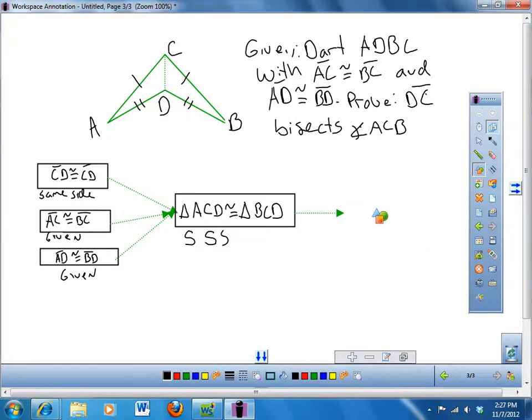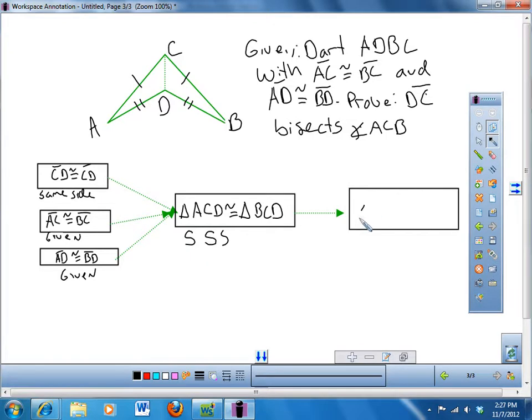Okay? So the next thing that I'm going to say is that, no, it's not the last thing yet. Okay? Next thing is what? Go ahead. Allison. Okay, angle ACD is congruent to angle BCD, and why is that? CPCTC, but we're not quite done, okay? It means corresponding parts of congruent triangles are congruent.